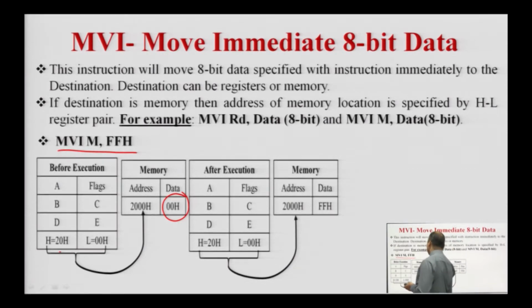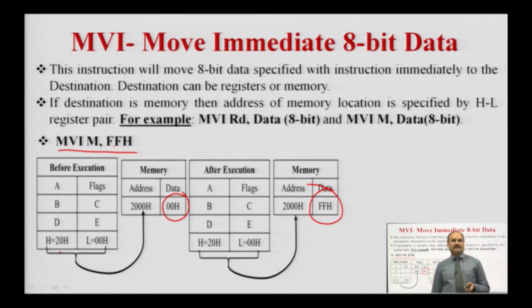The content of this memory location, that is at memory location 2000 H, the data is 00, and the 8-bit data which is specified with the instruction is FFH. So, after the execution of this instruction, the contents become FFH, means the FFH which is the data specified with the instruction is immediately moved into the memory location having address 2000 H.